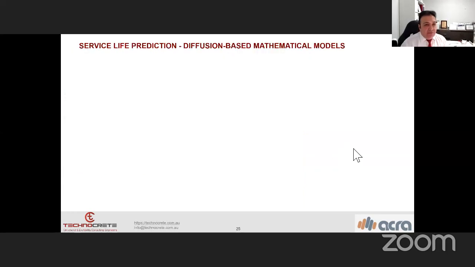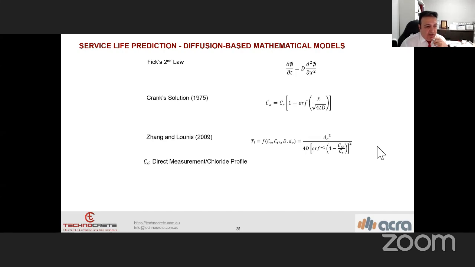Okay, then I think the last one is based on questions we have. We have design life and we have residual service life of the structure. Design life is at the design stage, but the residual service life is for an existing structure.